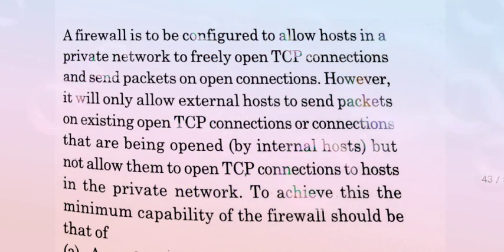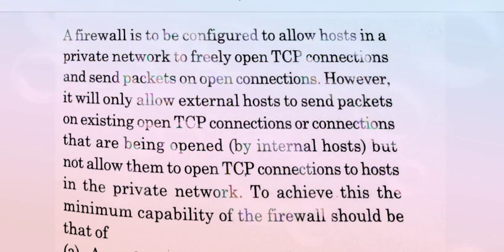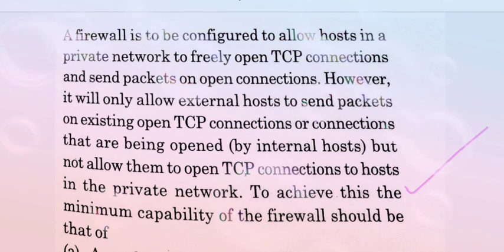A firewall is to be configured to allow hosts in the private network to freely open TCP connections and send packets on an open connection. However, it will only allow external hosts to send packets on existing open TCP connections or connections that were opened by internal hosts, but not allow them to open TCP connections to hosts in the private network. To achieve this, the minimum capability of the firewall should be that of... So there are four options.